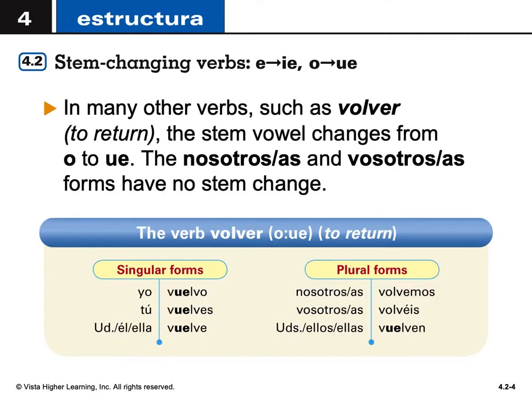In many other verbs, such as volver, the stem vowel changes from O to UE. So this is the second type of stem changing verb. Again, the nosotros and vosotros forms have no stem change. So the verb volver, to return, goes yo vuelvo, tú vuelves, él, ella, usted vuelve, back to the original stem, volvemos, volvéis, and then vuelven. Same thing, if we were to draw a circle around all of the ones that have this change, we are tracing the shape of a shoe or a boot.